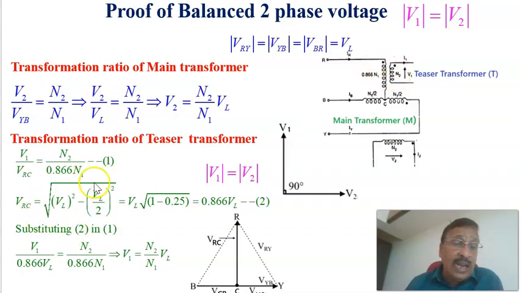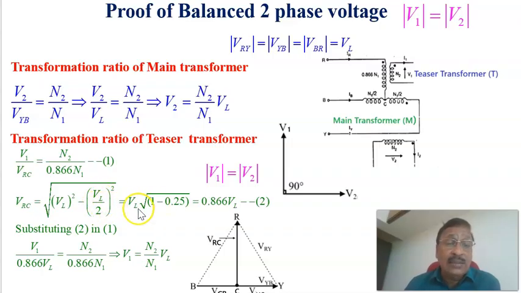Now let us see what this voltage VRC is. If you see the phasor diagram here, this is VRC, the voltage between phase R and this middle point. To get VRC, take a triangle like this and apply the Pythagoras theorem: this voltage equals the root of VL squared minus half of the line voltage, VL by 2, whole squared.